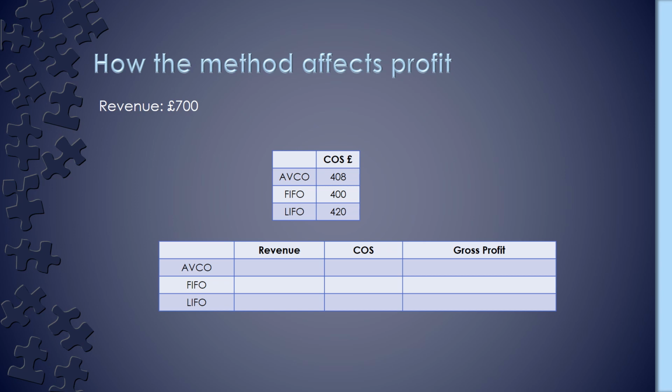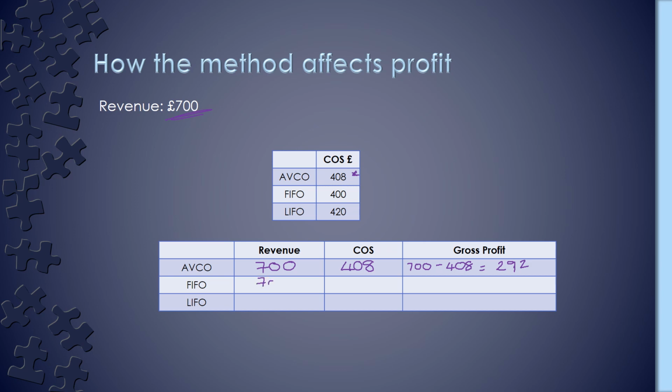I've just done a little chart here just to make it really easy to see. So we know that our revenue is 700. Our AVCO cost of sales is 408. So our gross profit then is 700 minus 408, which gives us a gross profit of £292.